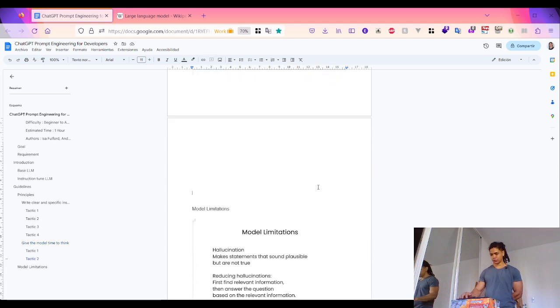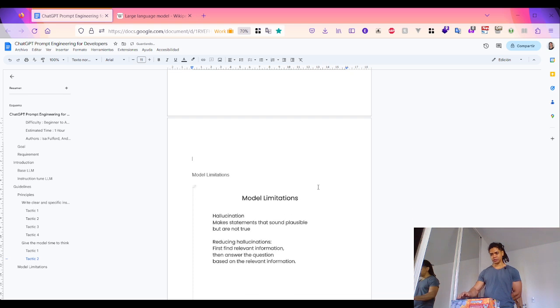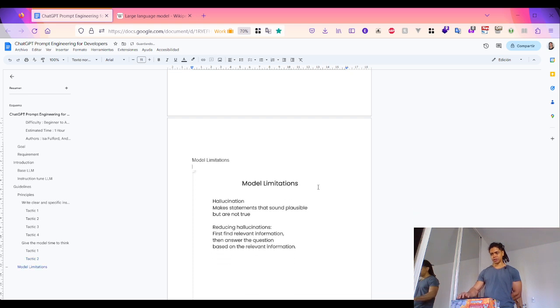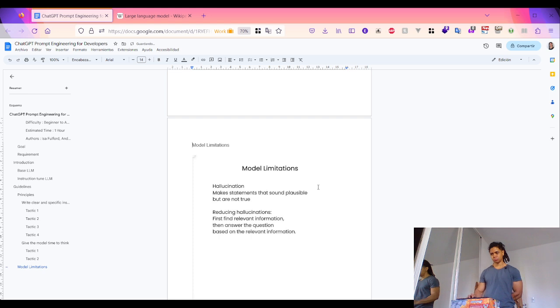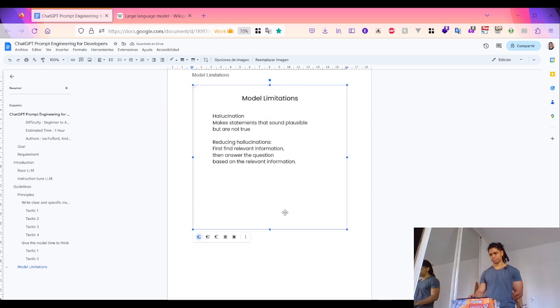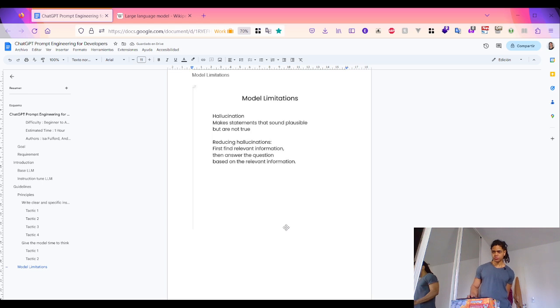And also it's important to look at the limitations here.